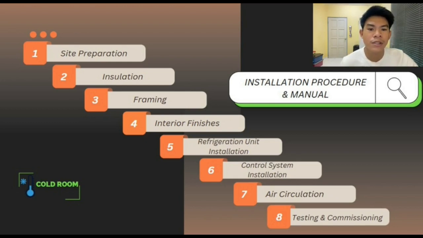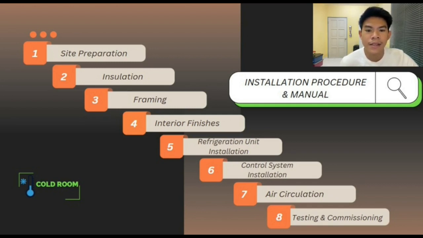Next, control system installation. A control system must be installed to regulate the temperature and humidity inside the cold room. Next, the air circulation. A system for circulating the cool air inside the cold room must be installed. This typically includes installing ductwork and fans to distribute the cool air throughout the room.